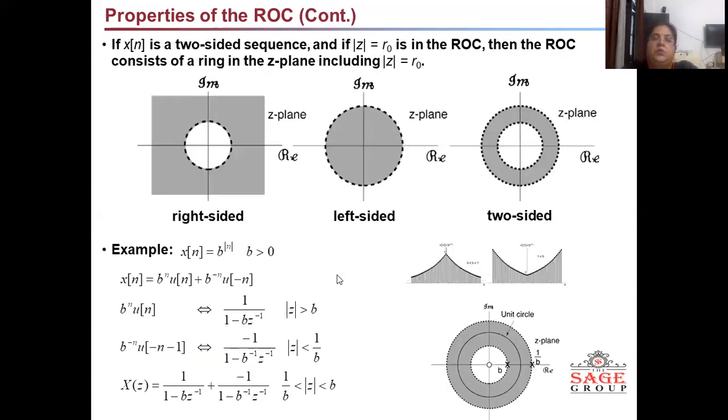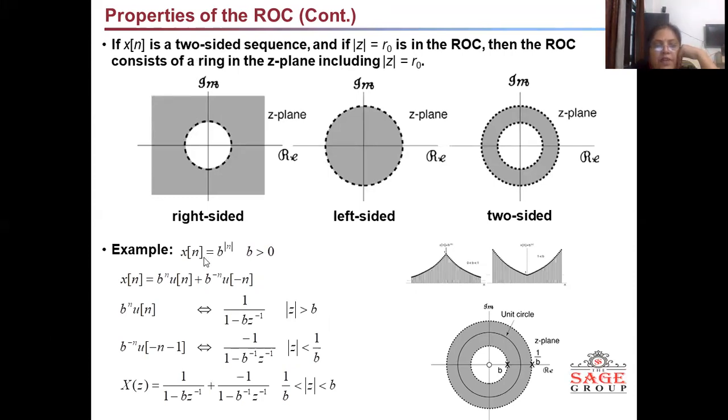If x[n] is a two sided sequence, meaning it contains signals from minus infinity through 0 to infinity, and |z| equals r0 is in the ROC, then the ROC consists of a ring in the z plane including r0. So it will form a ring whose radius will be r0.